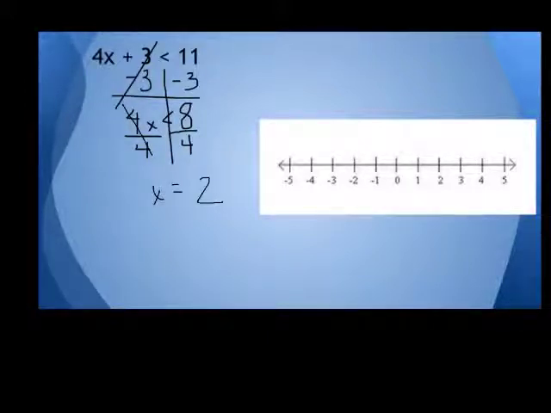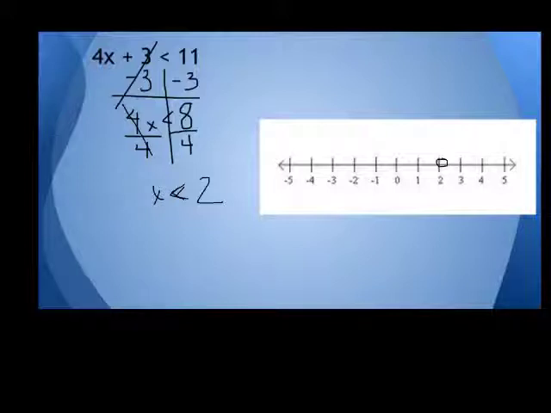Oh, what did I do there? It's not an equation. It's an inequality. So we got x less than 2. So look at the symbol. There is no "or equal to." There's no line underneath it. So we know that it's going to be an open circle on 2.